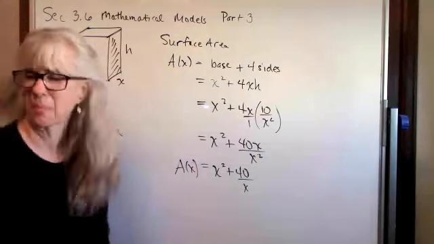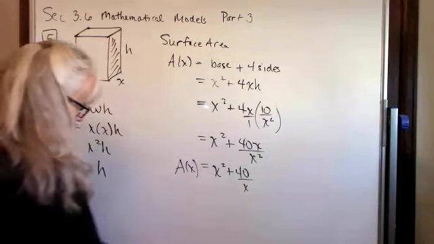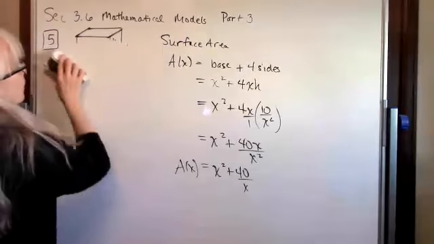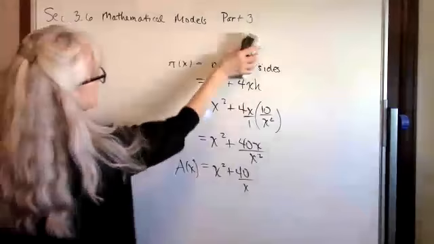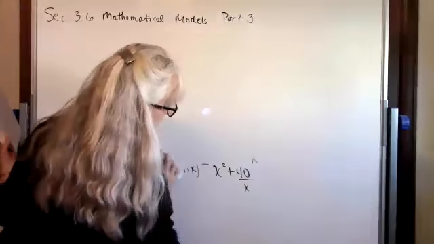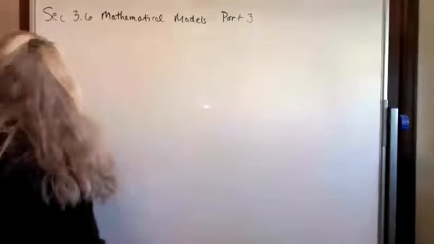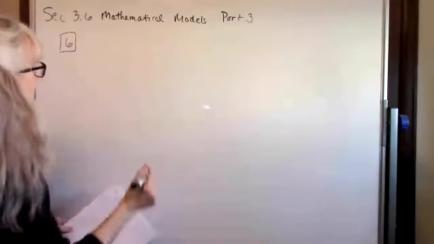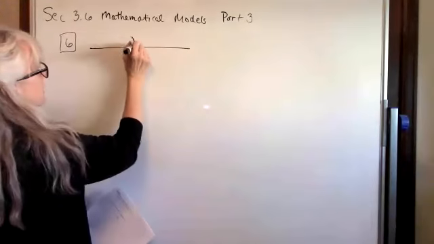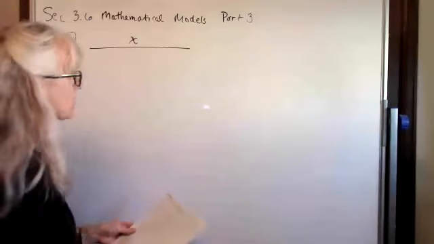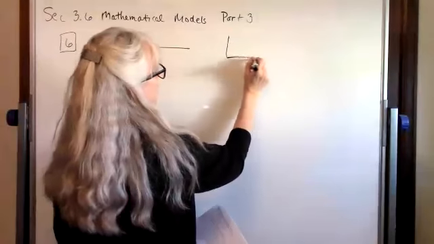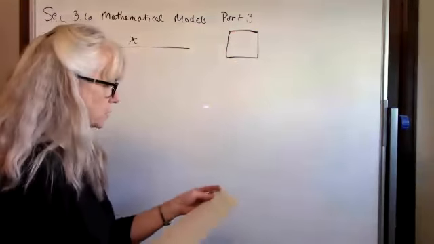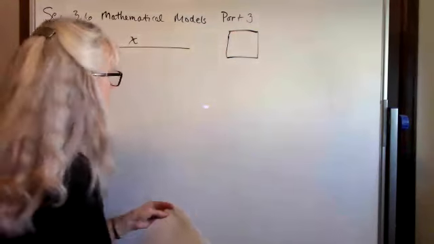So example 6, our last example, talks about taking a piece of wire and bending it into a shape. So example 6. A wire of length x, so I have a piece of wire, it is x long, is bent into the shape of a square. So I'm going to take that and bend it into a square. Express the perimeter of the square as a function of x.